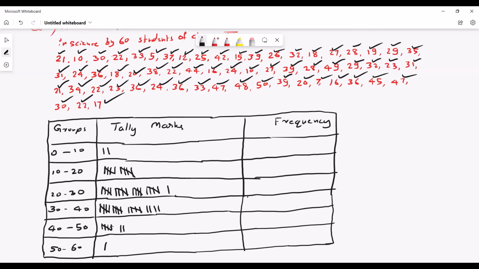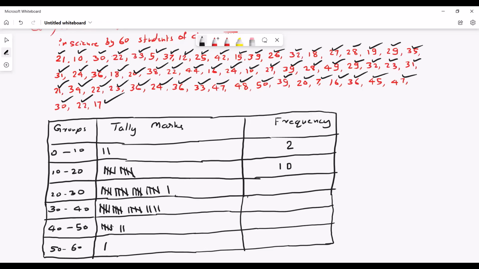See, the tally marks marking is already over now. After the tally marks are over, then we have to count the number of tally marks. Then we have to carry forward in that frequency column. So here 1 and 1 it is 2, so we can write in the frequency column 2. Here one group is representing 5, other group is representing 5. So it is 5 plus 5 is 10.